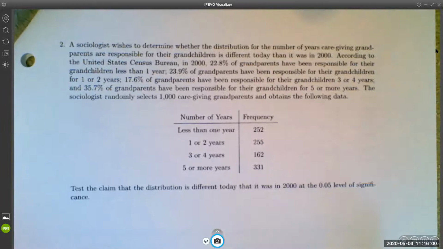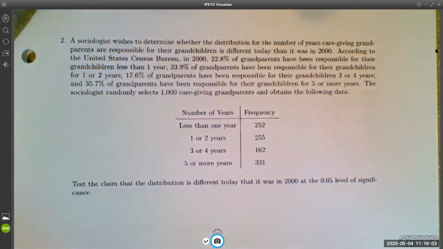Okay, let's practice running the test. This one says, a sociologist wishes to determine whether the distribution for the number of years caregiving grandparents are responsible for their grandchildren is different today than it was in 2000. According to the United States Census Bureau, in 2000, 22.8% of grandparents had been responsible for their grandchildren less than 1 year. 23.9% had been responsible for 1 or 2 years. 17.6% for 3 or 4, and 35.7% for 5 or more years. That was the breakdown in the year 2000.